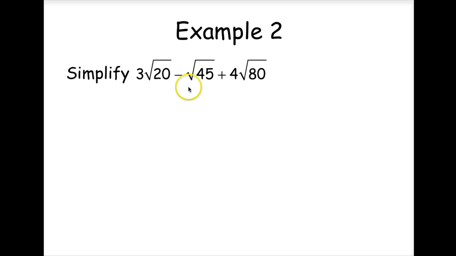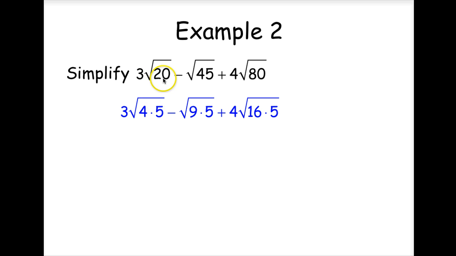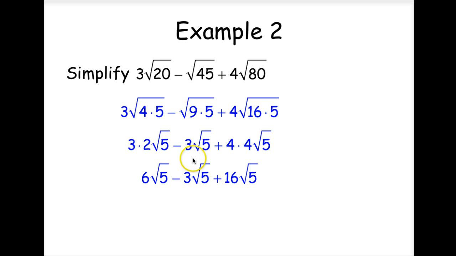How about we simplify these radicands? Each has a perfect square: 4 times 5, 9 times 5, and 16 times 5. So they all have a factor of a perfect square. So we pull out 2, 3, and 4. Remember, whatever you pull out, you have to multiply by whatever is already existing outside the radical. When we simplify, 6 square root of 5 minus 3 square root of 5 plus 16 square root of 5. Working left to right, 6 minus 3 is 3, plus 16 is 19 square root of 5.